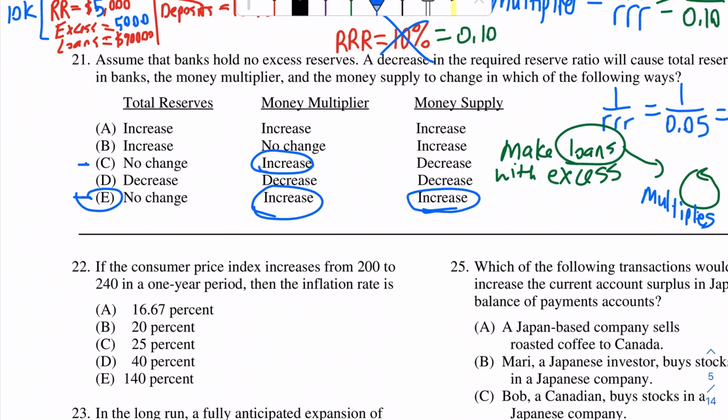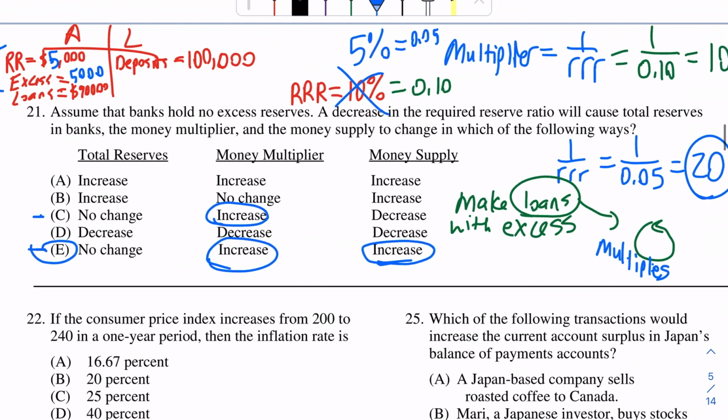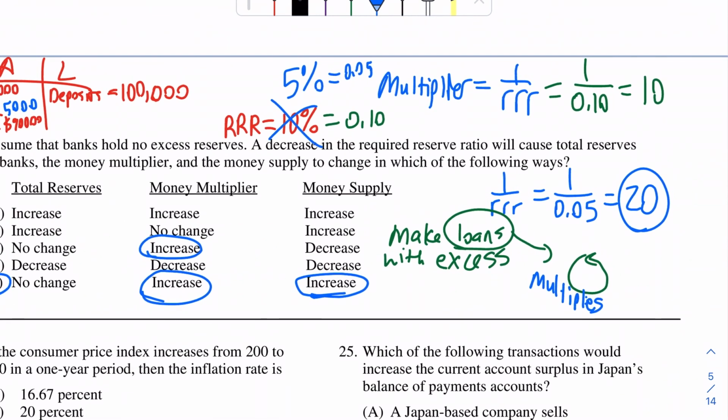Okay. No change in the reserves because it went from required to excess. So no change in the total. Because the multiplier is 1 divided by R, you will see that your multiplier will actually be increasing from 10 to 20. I can do different numbers for the reserve ratio, but either way, the multiplier will be increasing. And then finally, because the multiplier goes up and because you can make loans with the excess reserves, your money supply will be increasing.